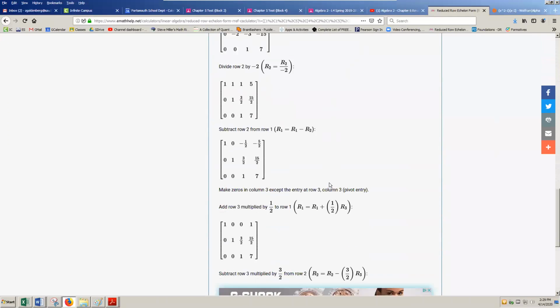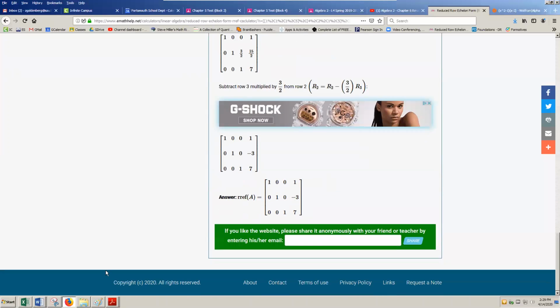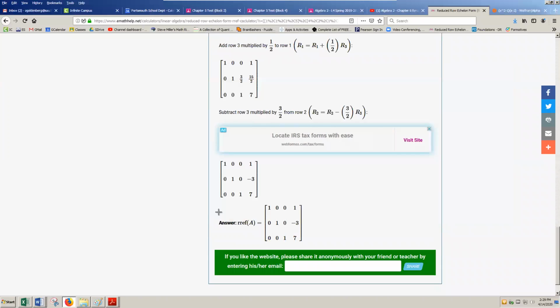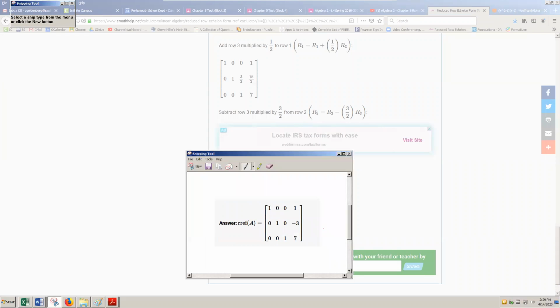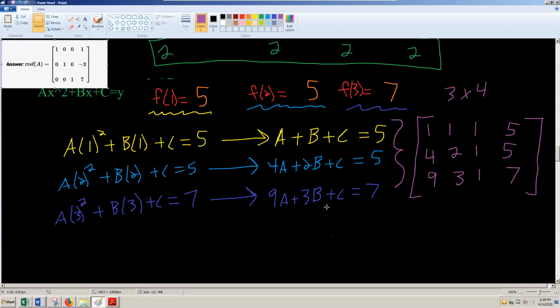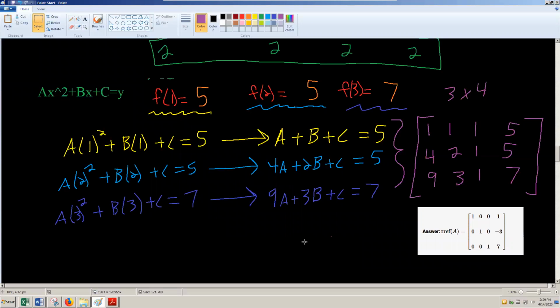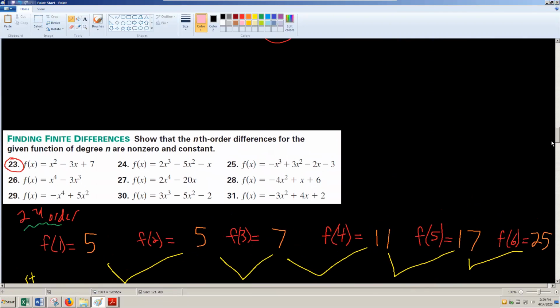Cool. All right. So now we get our reduced row echelon form matrix, which is swell. And so now, since that spit out this, my equation, as in my final answer, would look like y is equal to a single x squared minus 3x plus 7. And if we compare this to this, hey, we did it. How did you take the matrix and get that equation from it?